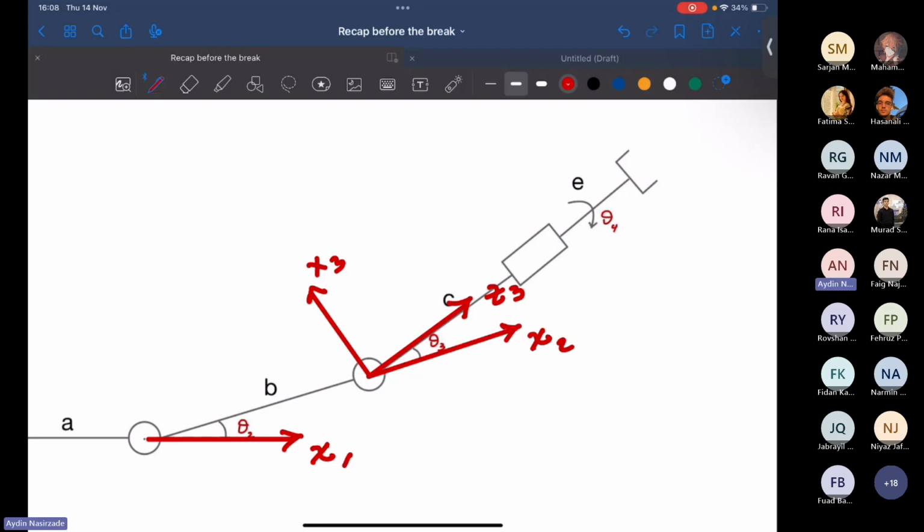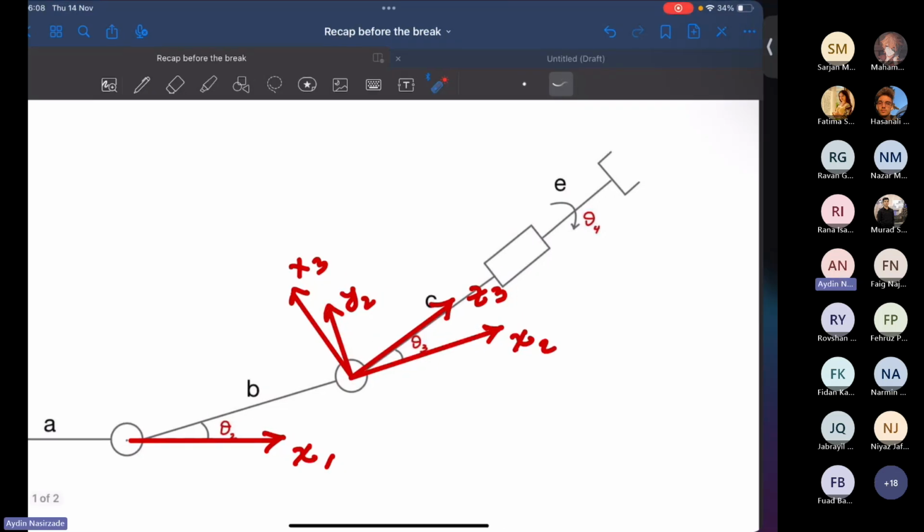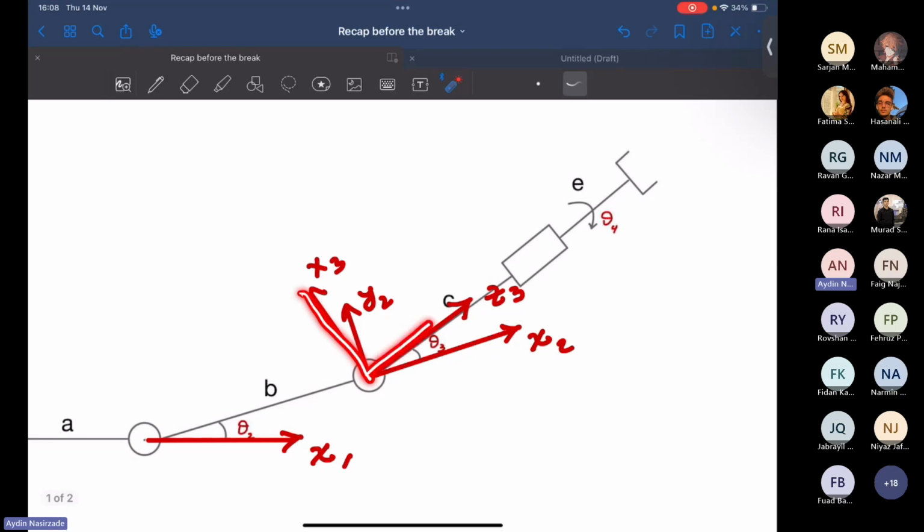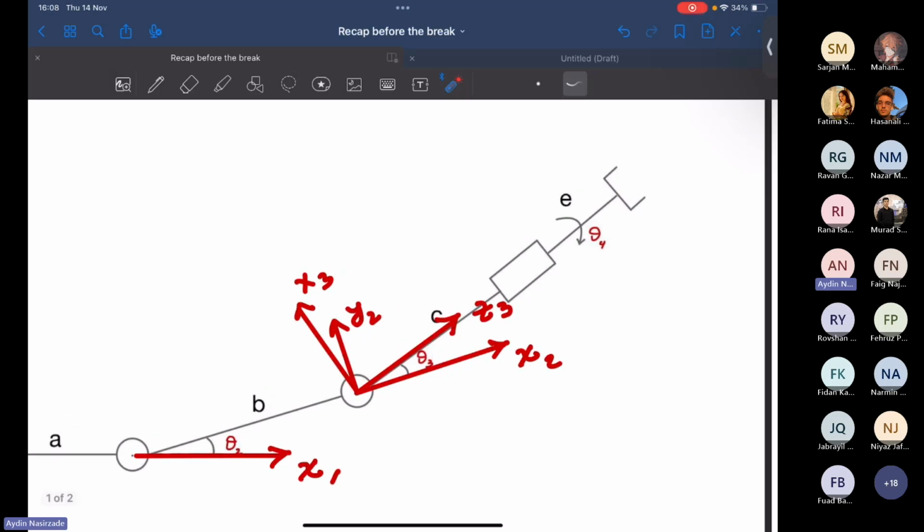And for clarity, I am going to show the Y2 axis as well, which is perpendicular to X2. This is Y2, perpendicular to X2. This is X3, perpendicular to Z3. All right. Okay, good. What else do we have?